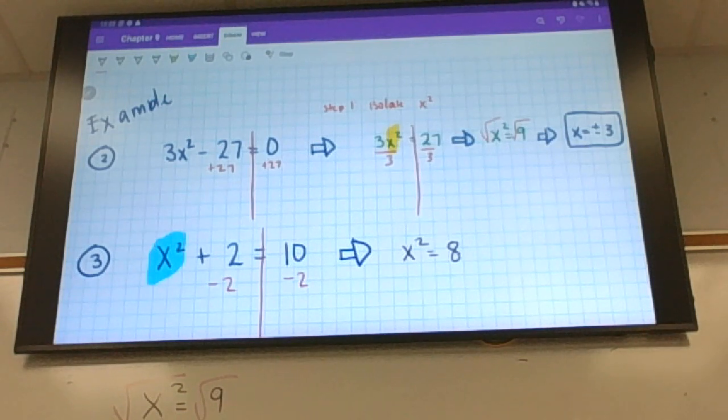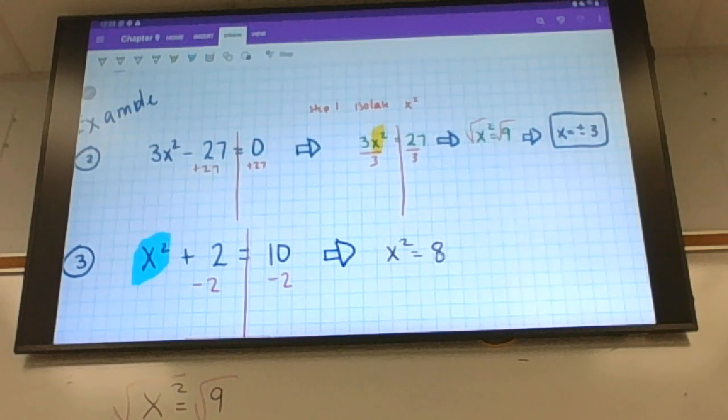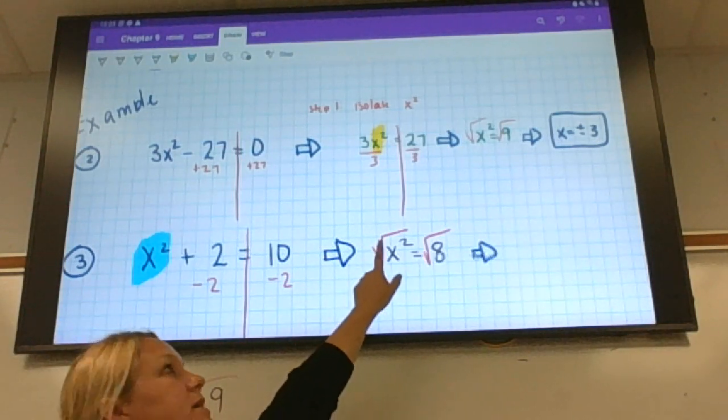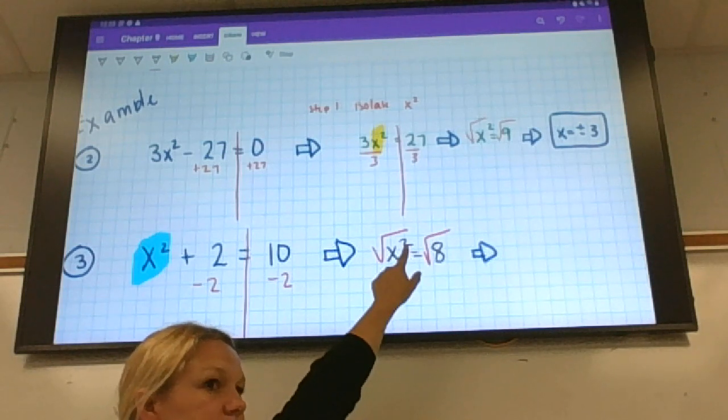But x squared equals 8. 8 is not so simple. 9 I totally got. 4. 8 divided by 2 is 4, but that's not what the square root of 8 is. So now I have to really rely on that radical bar. I'm going to square root both sides. The square root bar cancels out the power of 2.